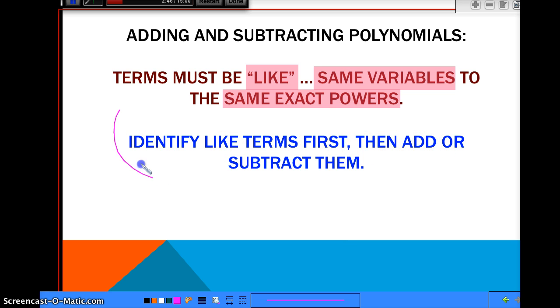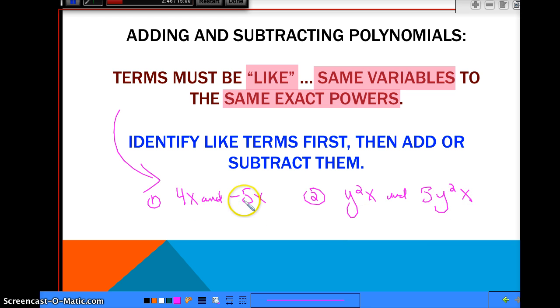So some examples of like terms would be 4x and negative 5x. That's one example. Say the second example would be y squared x and 5y squared x. Notice how the coefficients are different, but the variables are the same. They both have x, and they both have imaginary exponents of 1. Over here, the coefficients are a 1 and a 5. Those can be different. The y squared x has to be the same for them to be like terms.